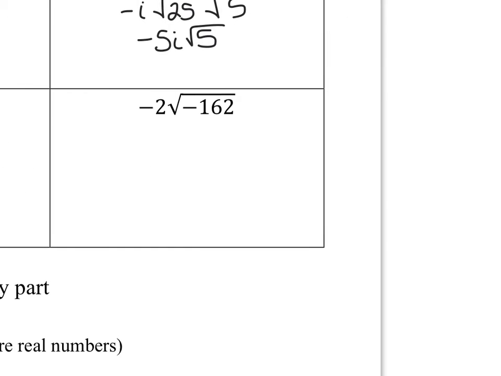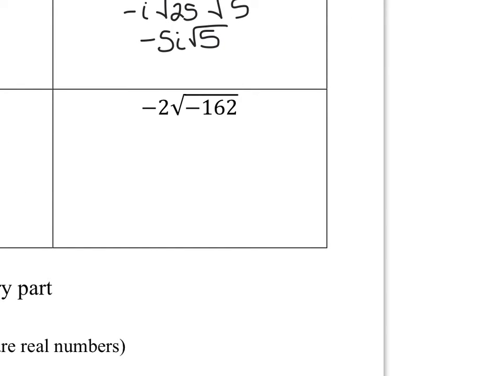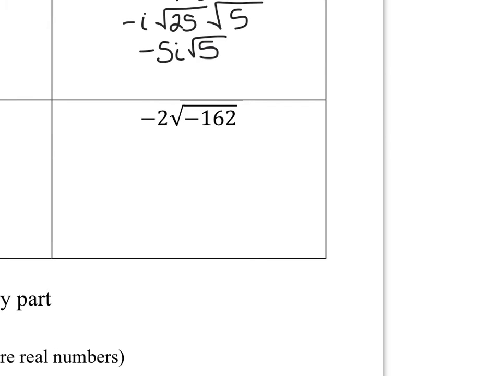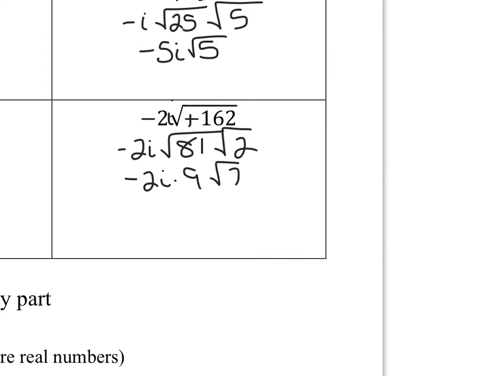Great. Next one. So take that i out first. Positive i, negative 2, i, 81 times 2. Square root of 81 is 9. So it's negative 18i radical 2. Now, we make the i a little curvy like this, no particular reason. So it's just not capital. It's a lowercase i.